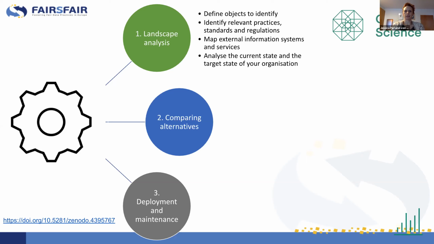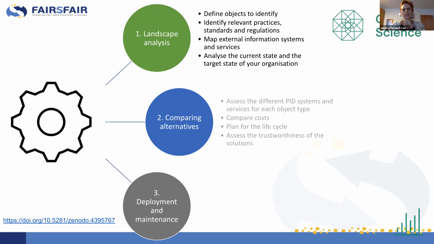There might be laws, standards you need to take into account, and requirements. You need to map the external information. Are you linked to, say, OpenAIRE data sites? What is expected and needed regarding these things? And also analyze the current state and the target state of your own organization regarding the whole information management. Where are you at, and what capabilities do you have, and where are you going, and where do you want to be in this aspect?